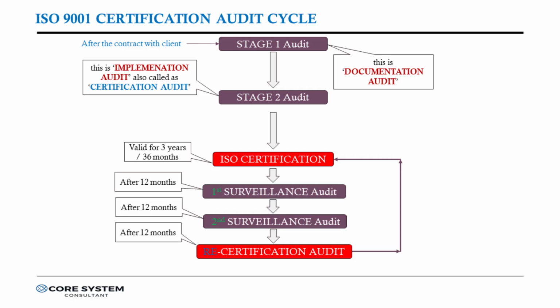The initial audit, which is called the certification audit, comprises two stages. One is called the stage one audit, and the other is the stage two audit. In the stage one audit, the auditor may come and they will audit your documentation. They will not verify the implementation. They will just go through the documentation.